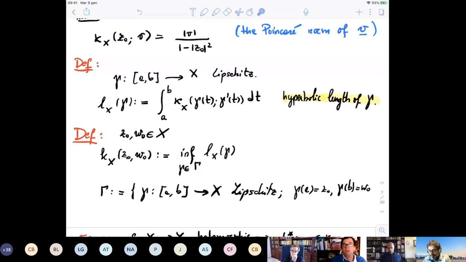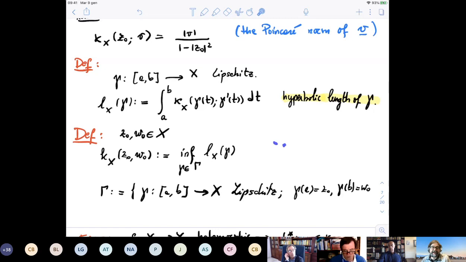So you fix two points, you consider all possible continuous, Lipschitz paths joining these two points, and then you take the infimum of the length, and this gives the Kobayashi pseudo distance. I say pseudo because it might happen that if you have two different points, like in C, then the distance might be zero.